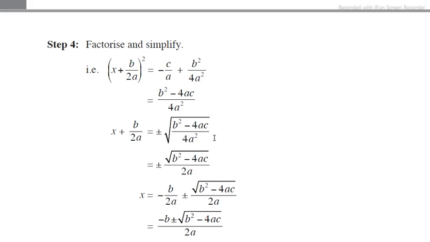So when we simplify this and make x the subject, meaning we are taking the b over 2a to the right hand side, it becomes a minus. So when we simplify, we end up with x equaling negative b plus or minus the square root of b squared minus 4ac, over 2a. And hence, that is how we derive the quadratic formula.